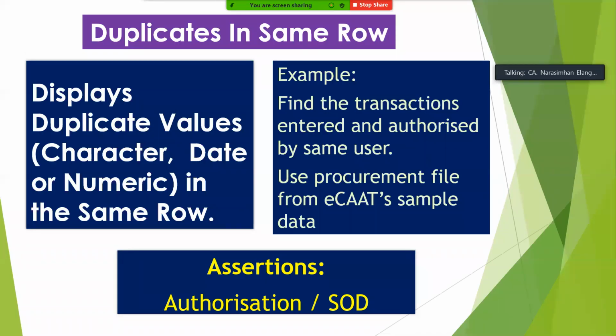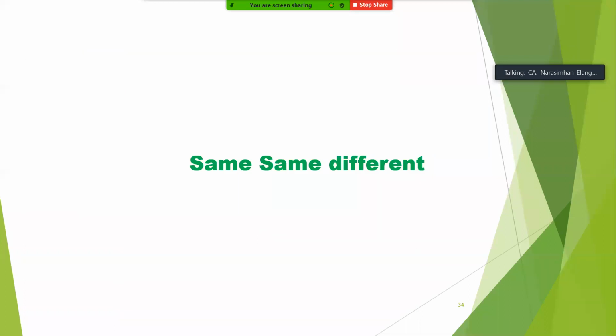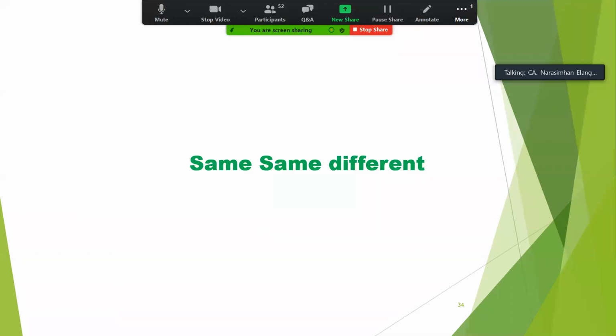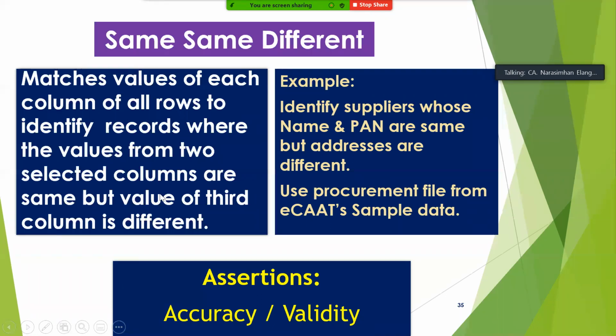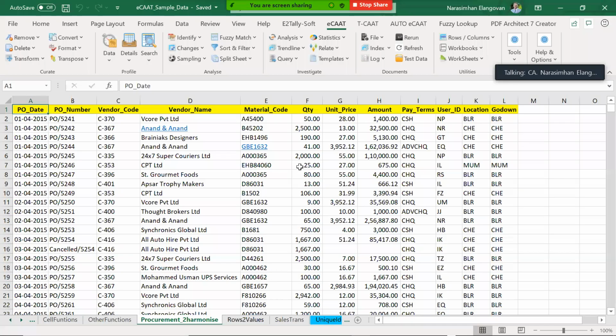So duplicates in the same row is fine. Then let's look into same different. Somebody was asking. It's a very handy and powerful function, if you ask me. It can match values of each column of all rows to identify records where values from two selected columns are the same, but the value is different. Okay, so let's go to the procurement file. Identify suppliers whose name and PAN are the same, but address is different.